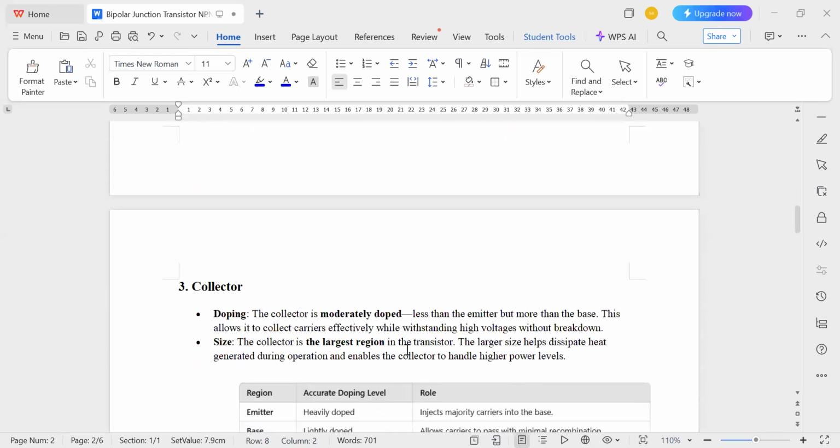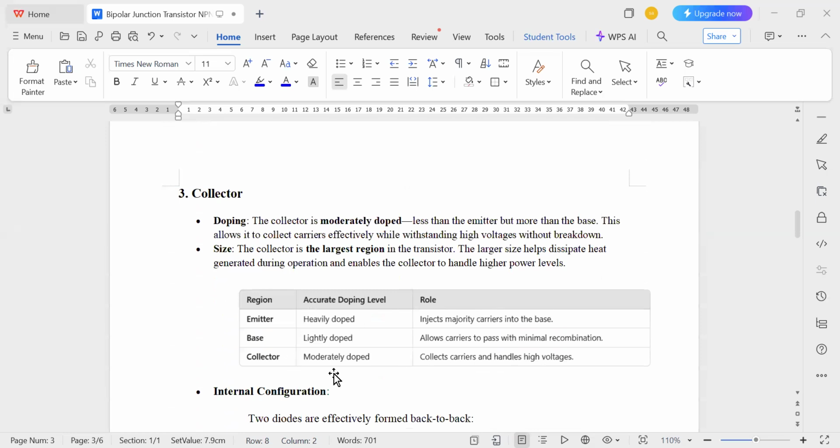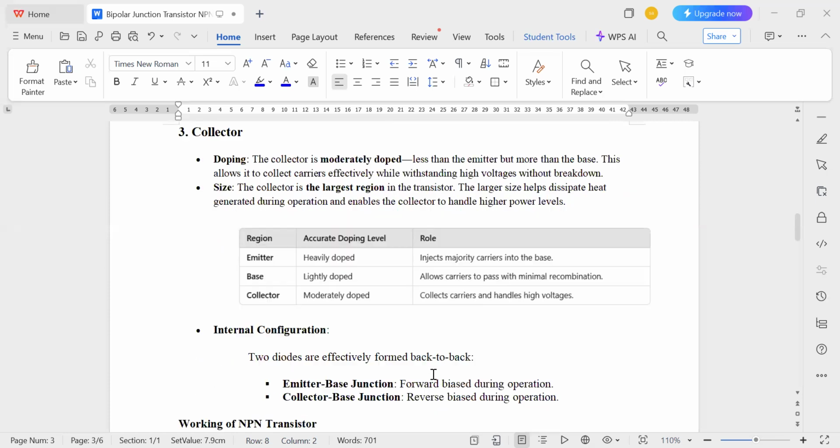Okay, next. Here I have made a table on the basis of doping level. The emitter is heavily doped, the base is lightly doped, and the collector is moderately doped. The heavily doped emitter injects majority charge carriers into the base. The base allows the carriers to pass with minimal recombination because the size of the base is very small. The collector is moderately doped; it will collect the carriers and handle high voltages.